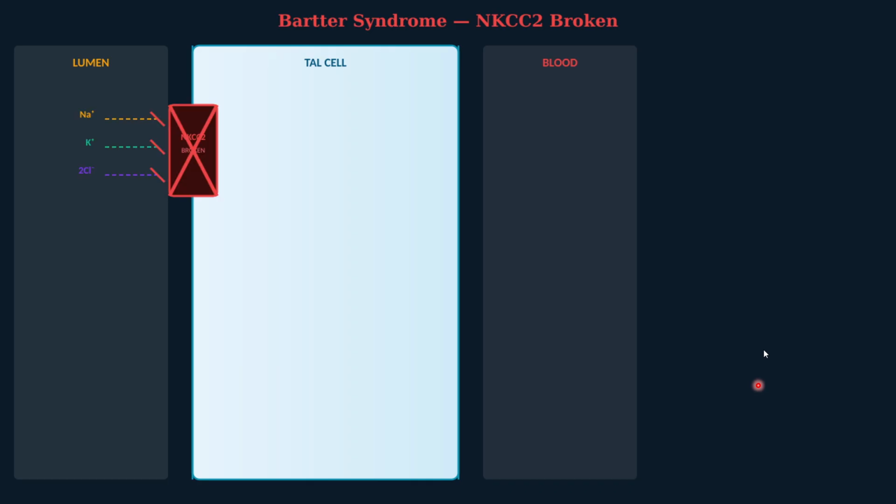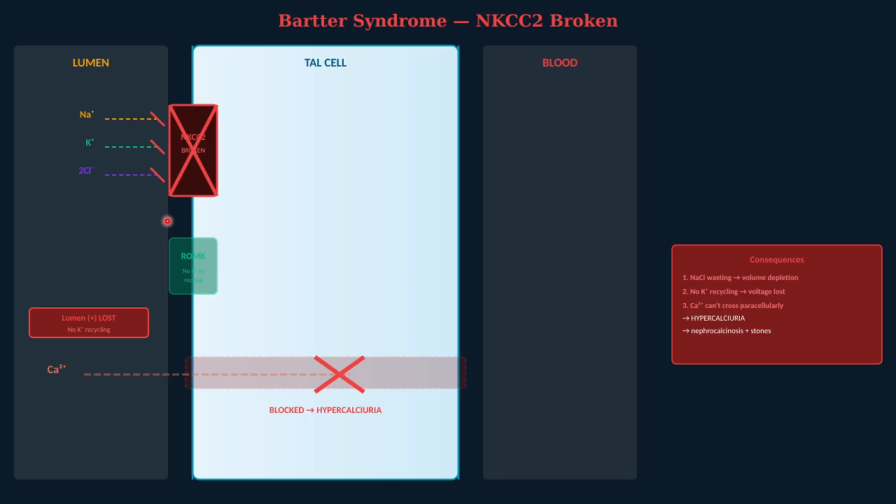This is Bartter syndrome. NKCC2 is broken. Look what happens. The transporter is crossed out. It can't bring sodium, potassium, and chloride into the cell. Without those ions entering, there is nothing for ROMK to recycle. No potassium recycling means no lumen positive voltage. And without that voltage, calcium cannot be driven paracellularly.